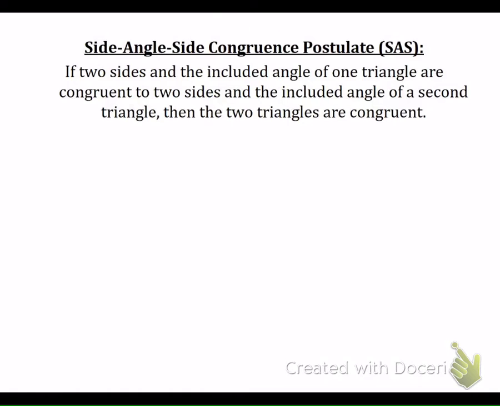All right, here is the next one. So we are now talking about the second way to prove that two triangles are congruent. This is called the side angle side congruence postulate. So if two sides, here's the kicker, it has to be the included angle, the angle in between the two sides. So if two sides and the included angle of one triangle are congruent to two sides and the included angle of a second triangle, the triangles are congruent.